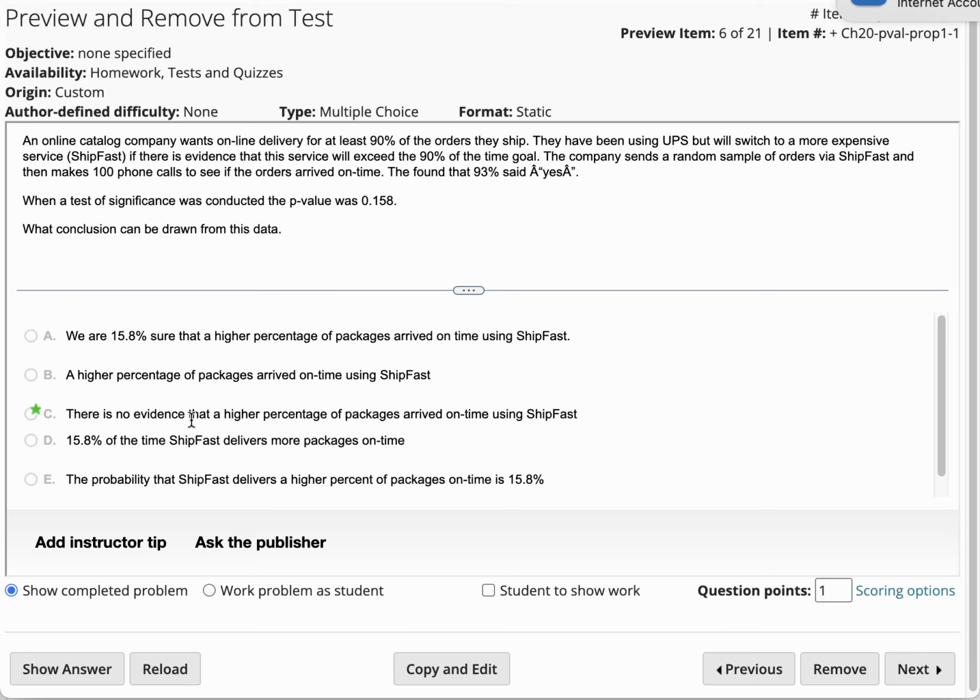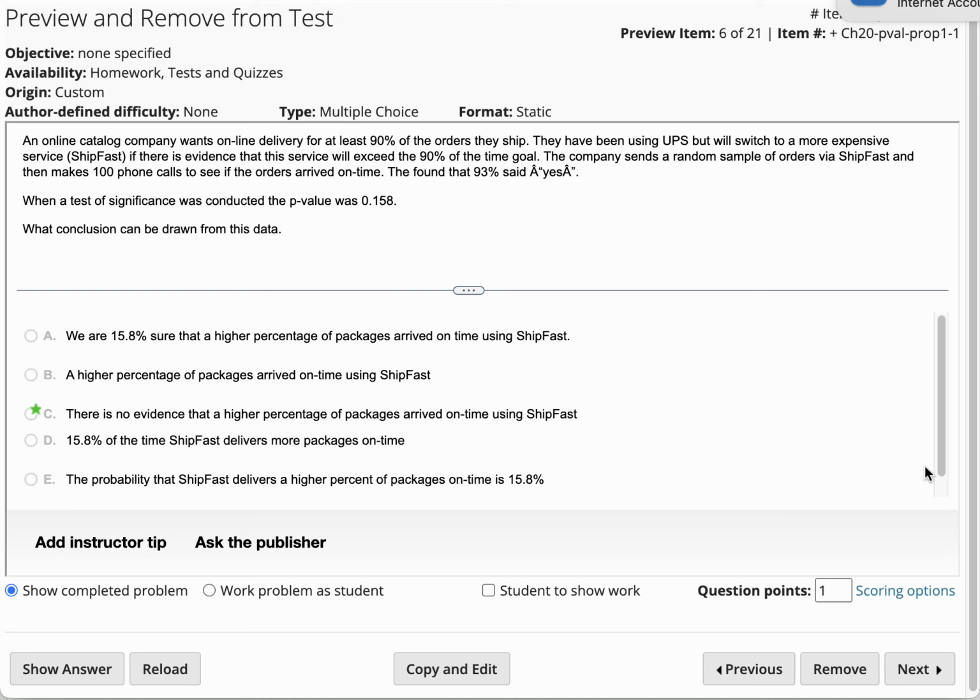This "no evidence" means we did not reject the null hypothesis. There wasn't enough evidence to claim that ShipFast was faster. I want you to look for this phrase, "there is no evidence." When a p-value does not meet the criterion that is less than 0.05, that's the way you start your conclusion. There is no evidence, blah, blah, blah.